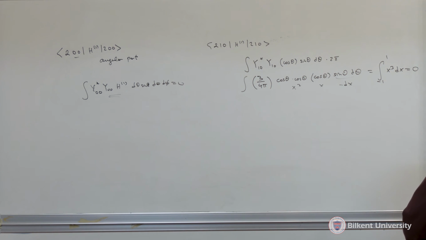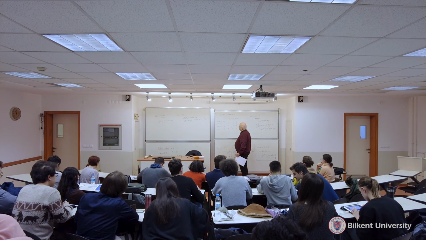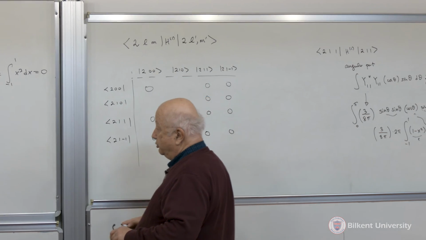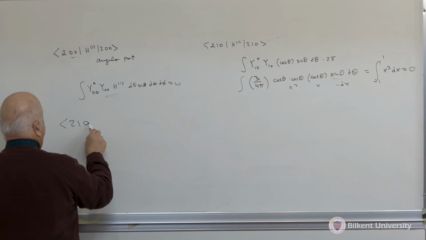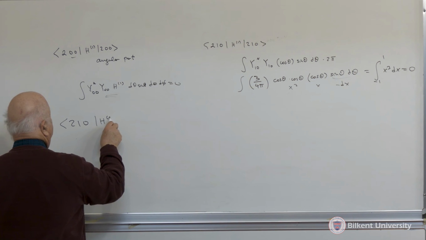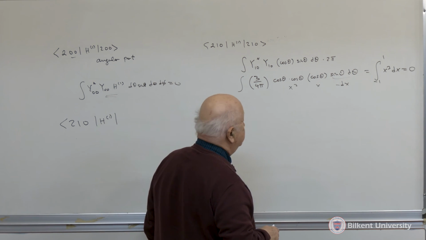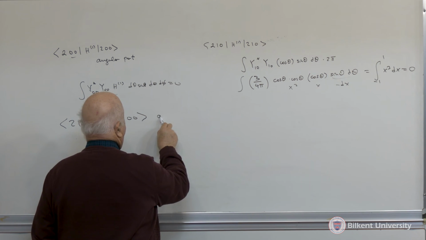By this time you perhaps start to think everything is going to be 0, right? But we have these two nice faithful things which I left to the end, which are going to give us something. So let's see what they are. So 2, 1, 0, H1, 2, 0, 0, right? So again, let's look at the angular part first.